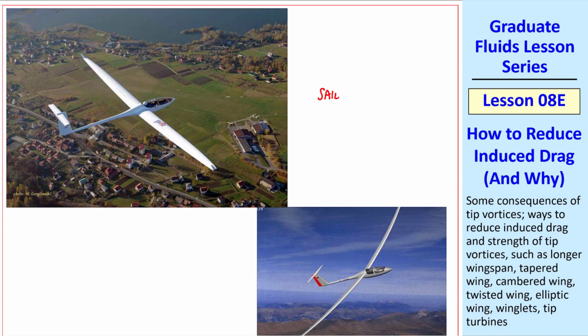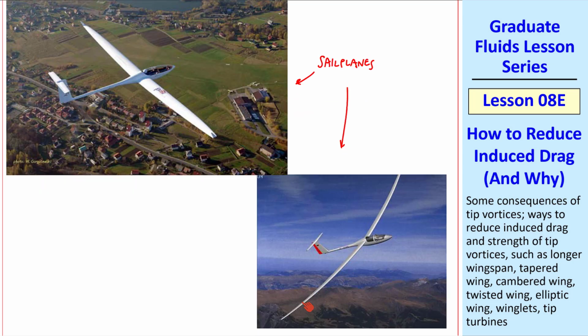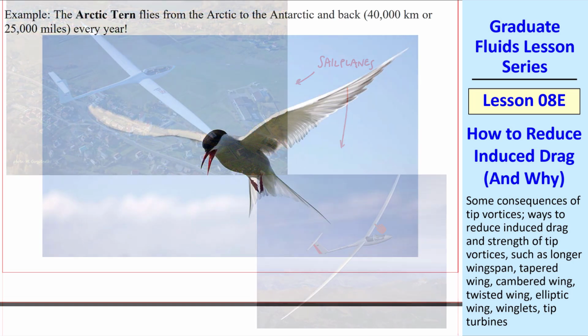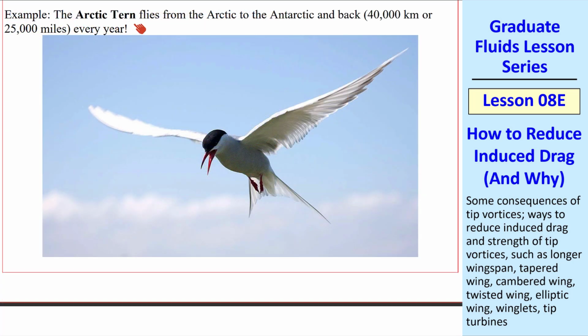Here are some other examples, namely sailplanes. Human-powered planes produce a very small amount of thrust. Solar-powered planes produce a little more. Sailplanes don't have any thrust at all. So some of them have incredibly long wingspans compared to their chord length. Here's a bird example. The Arctic tern flies all the way from the Arctic to the Antarctic and back, pretty much the whole way around the globe every year. Notice how long its wings are compared to its body.